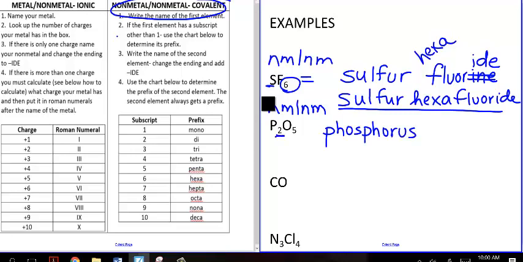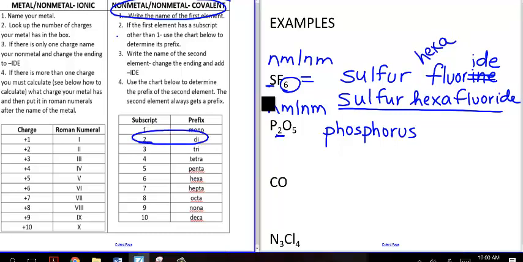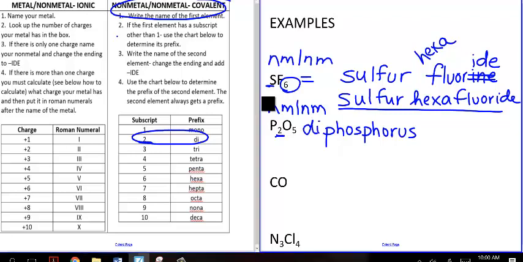We look at the subscript, it's a 2, so we use our chart over here to write that prefix in front of phosphorus. 2 is diphosphorus. We name our second element, oxygen. We go 2 vowels in, the Y counts as a vowel, and we drop the ending and add IDE. So this is diphosphorus oxide.